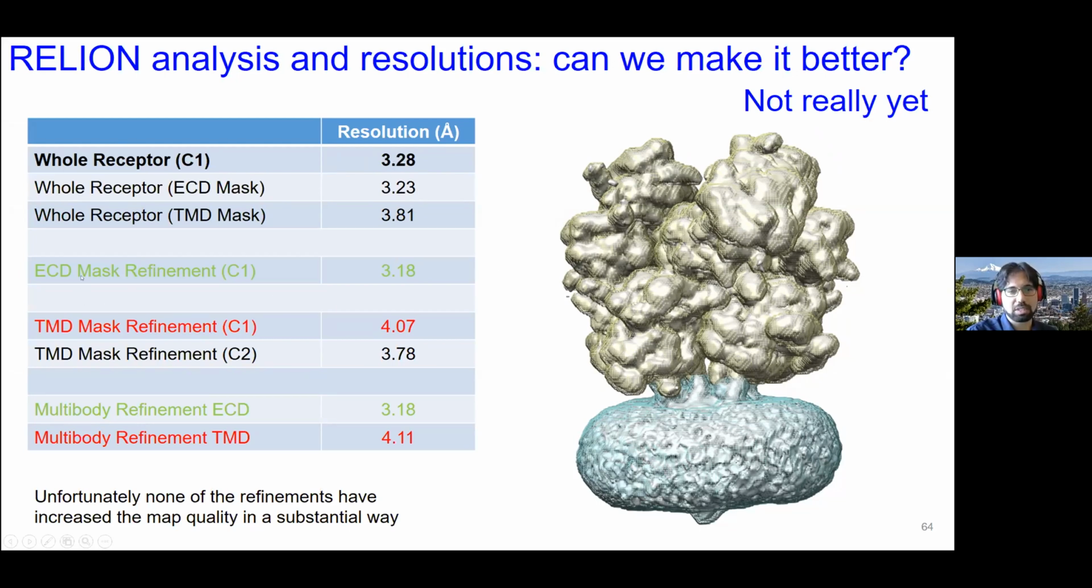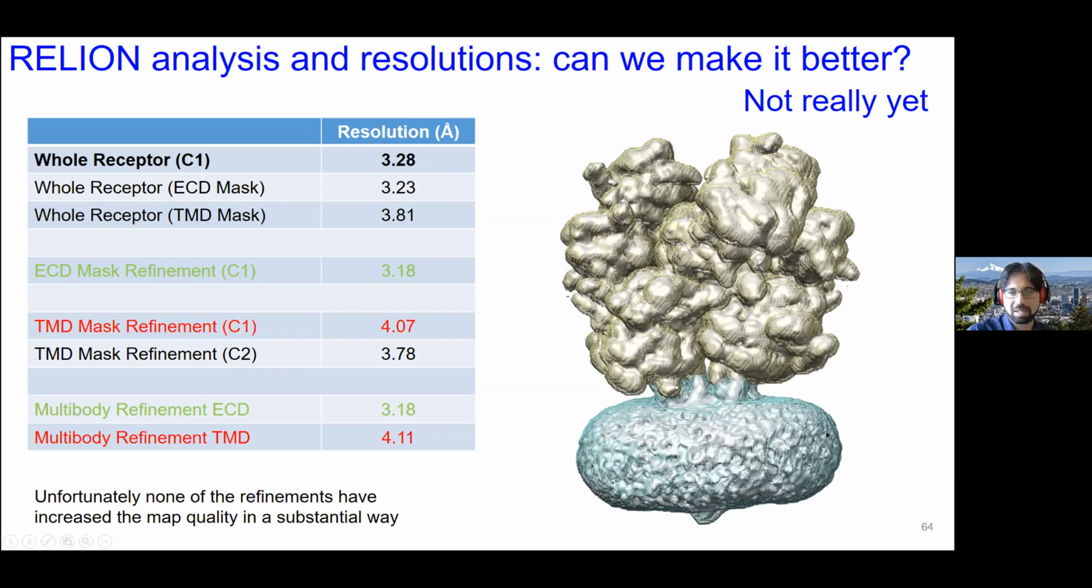So now we decided to see, what if we just refine the ECD? We get around 3.2 angstrom. That's an improvement from 3.23 to 3.18. Not a huge improvement, but a slight one. But what happens if we refine just the TMD, with C1 or C2 symmetry? It got significantly worse. Then finally, we looked at multi-body refinement, analyzing the ECD and the TMD separately. The ECD refinement basically matches the ECD resolution. The TMD refinement is even worse than the separate TMD refinement. So at least in our initial setup, multi-body refinement really wasn't fruitful.